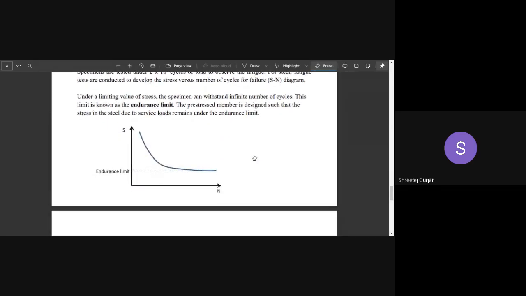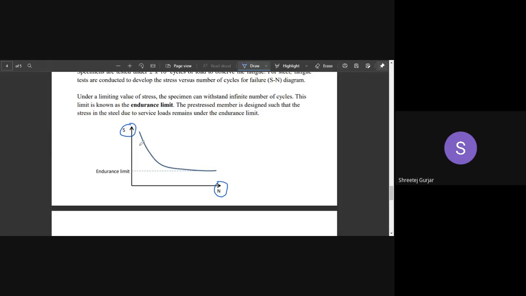So let me just show you this curve. This is your stress axis, and this is your number of cycles required for failure. This is the curve which is forming for your steel.